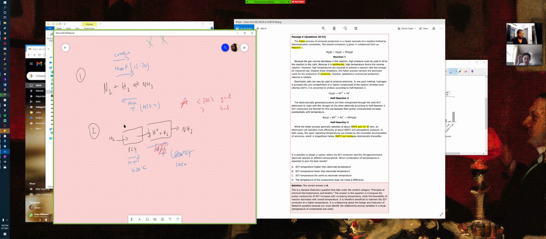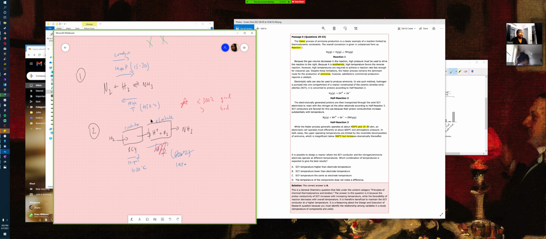Okay, I see now. So how did you draw the second box? Where did you get the information for the second box? Oh, that's just so this is the SCY conductor, and this is the electrode.